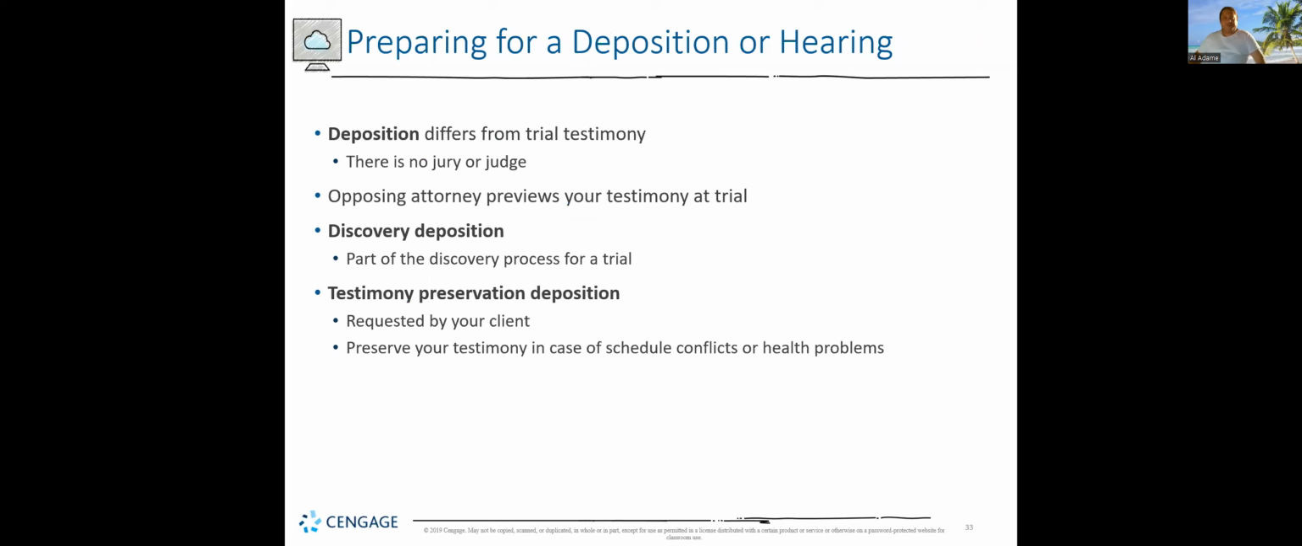Deposition differs from trial testimony. There is no jury or judge. Opposing attorney questions your testimony in trial. Discovery deposition is part of the discovery process for a trial, where they just request information. Testimony preservation deposition is requested by your client, to preserve your testimony in case of scheduling conflicts or health problems.